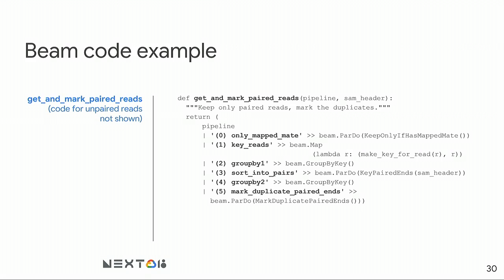So here there's a function I'm calling keep only if has mapped mate. So I only keep the paired reads, and then the step one will put a key in it that represents the name, and so I'm grouping by name, and then I'm putting a key that represents the positions, and then I'm grouping by position. This is step 4. This is exactly as we described in the box. Then we mark the duplicates, and we're done. So, of course, we need to fill in the functions. There are plenty of examples on the web, but this is what this particular program looks like, and it gives you a flavor.